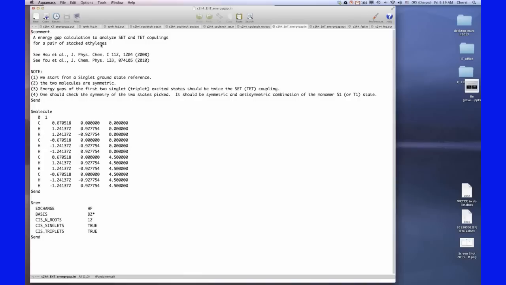So again, if you have a symmetric system and you don't need to worry about the asymmetric problem, then we can calculate both singlet and triplet energy gap. Okay. So we start from a singlet ground state reference, and the two molecules, their structures, are symmetric. And the energy gap of the first two singlet or triplet excited states should be twice the singlet energy transfer or triplet energy transfer coupling.